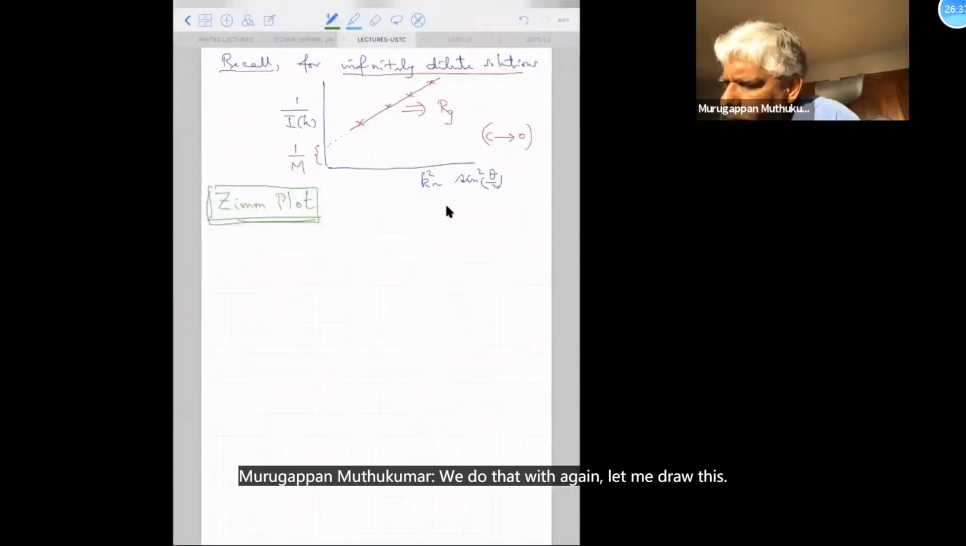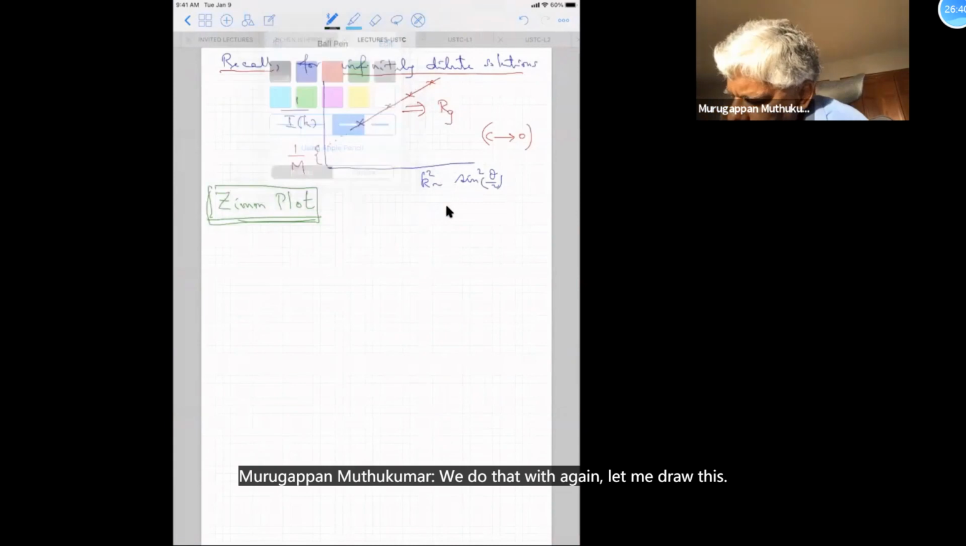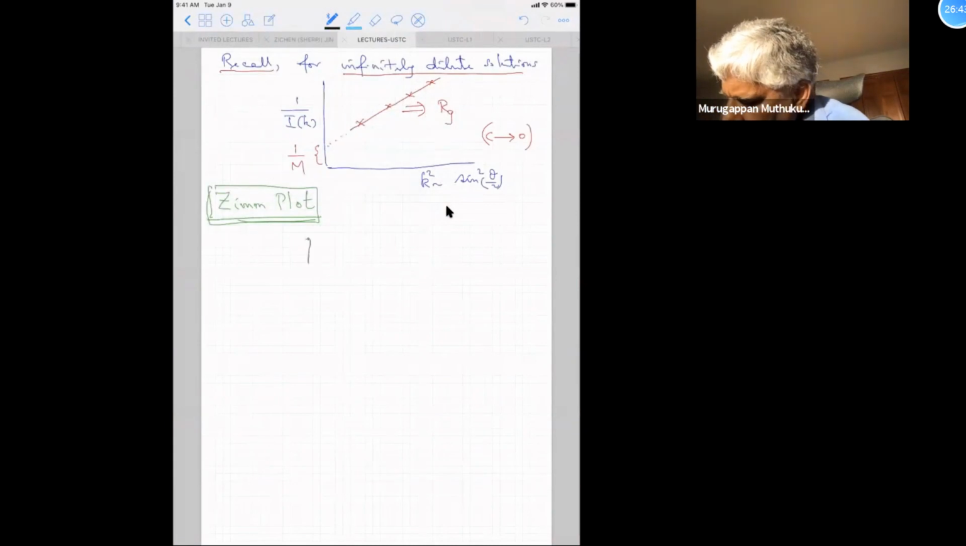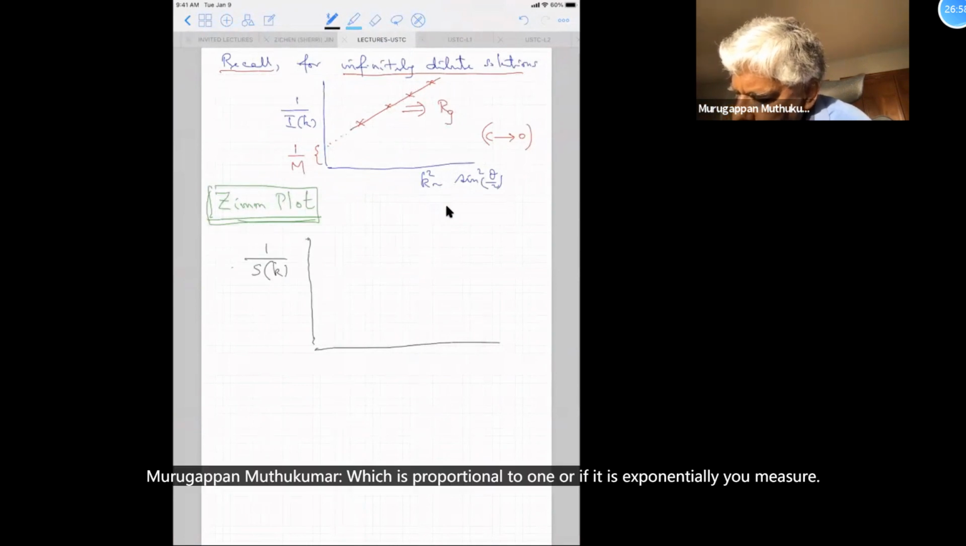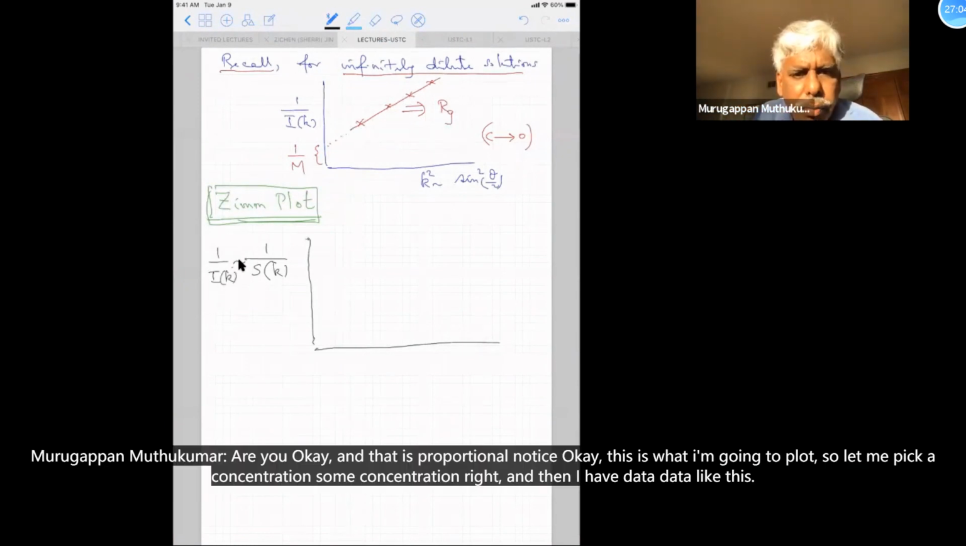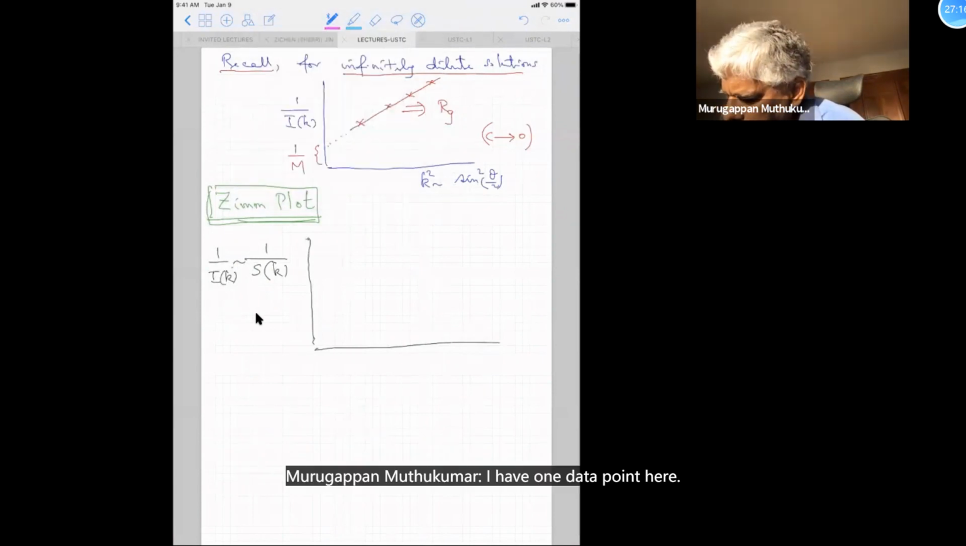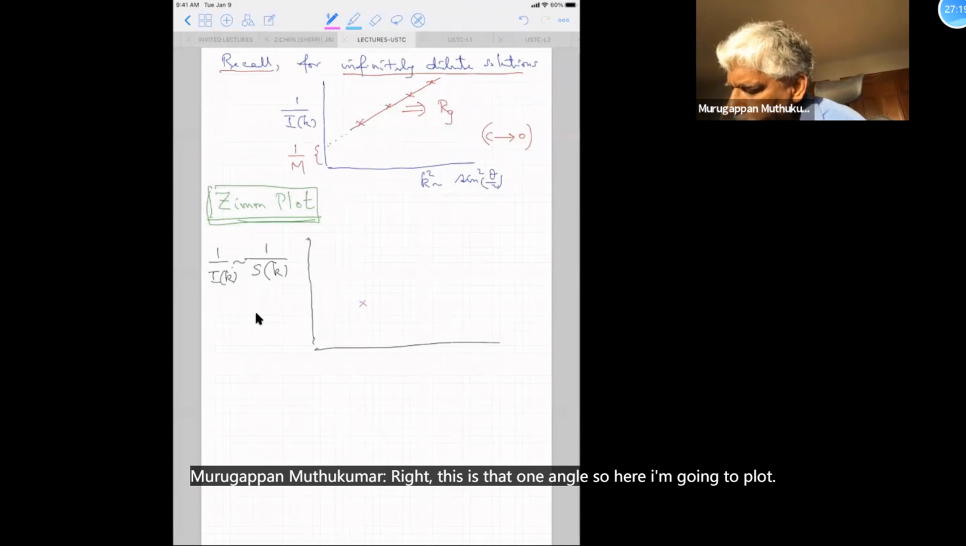How do you do this? Let me draw. This is 1 over I of k, or within the prefactors, 1 over S of k, which is proportional to 1 over I of k. Experimentally you measure I of k, and that is proportional to 1 over S of k. This is what I'm going to plot. Let me pick some concentration, and then I have data like this. I have one data point here, at one angle.